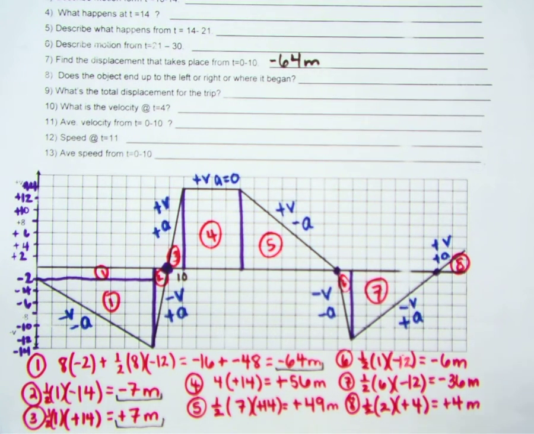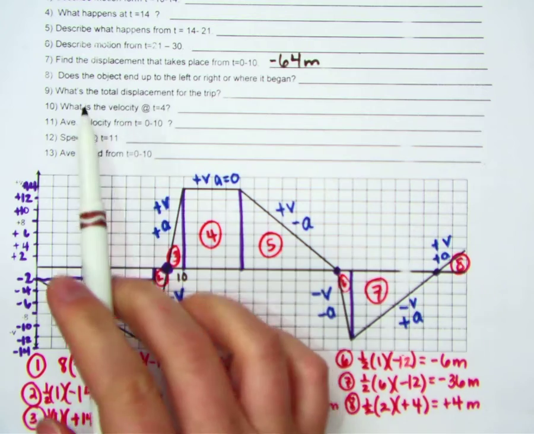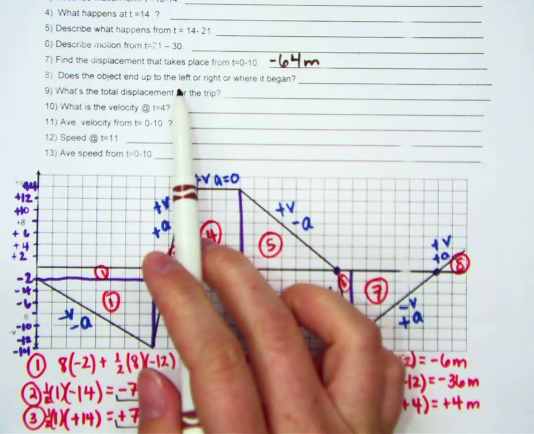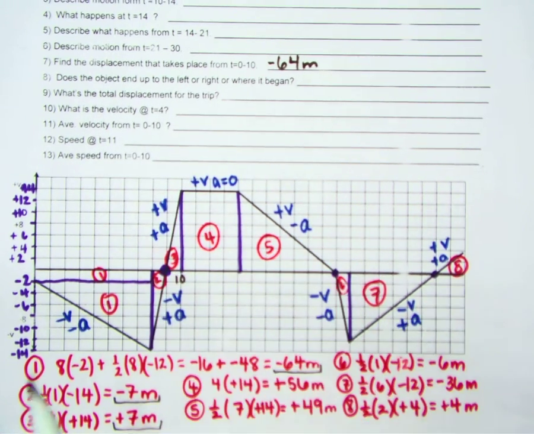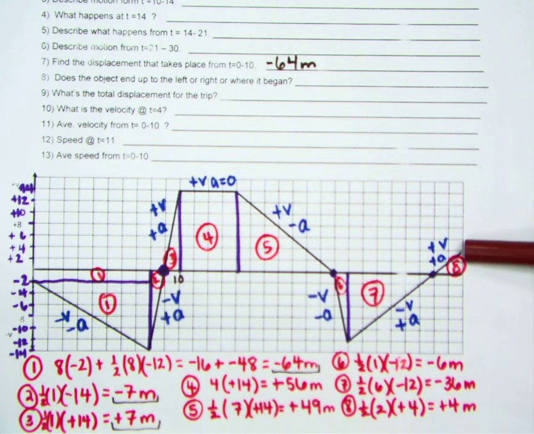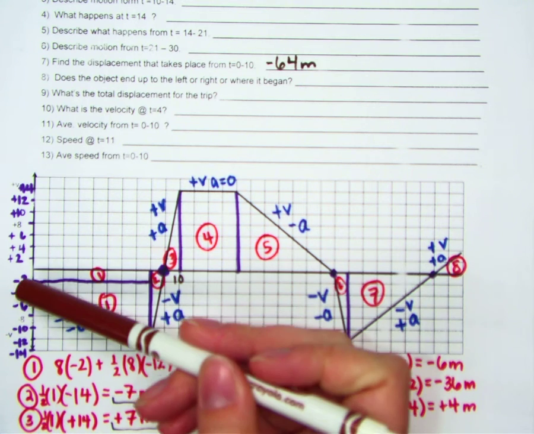Now, in order to determine if the object ends up to the left or the right of where it began, it completely depends on one thing: the total displacement for the entire trip. Okay? It does not matter where this segment ends. It does not matter where this segment started.